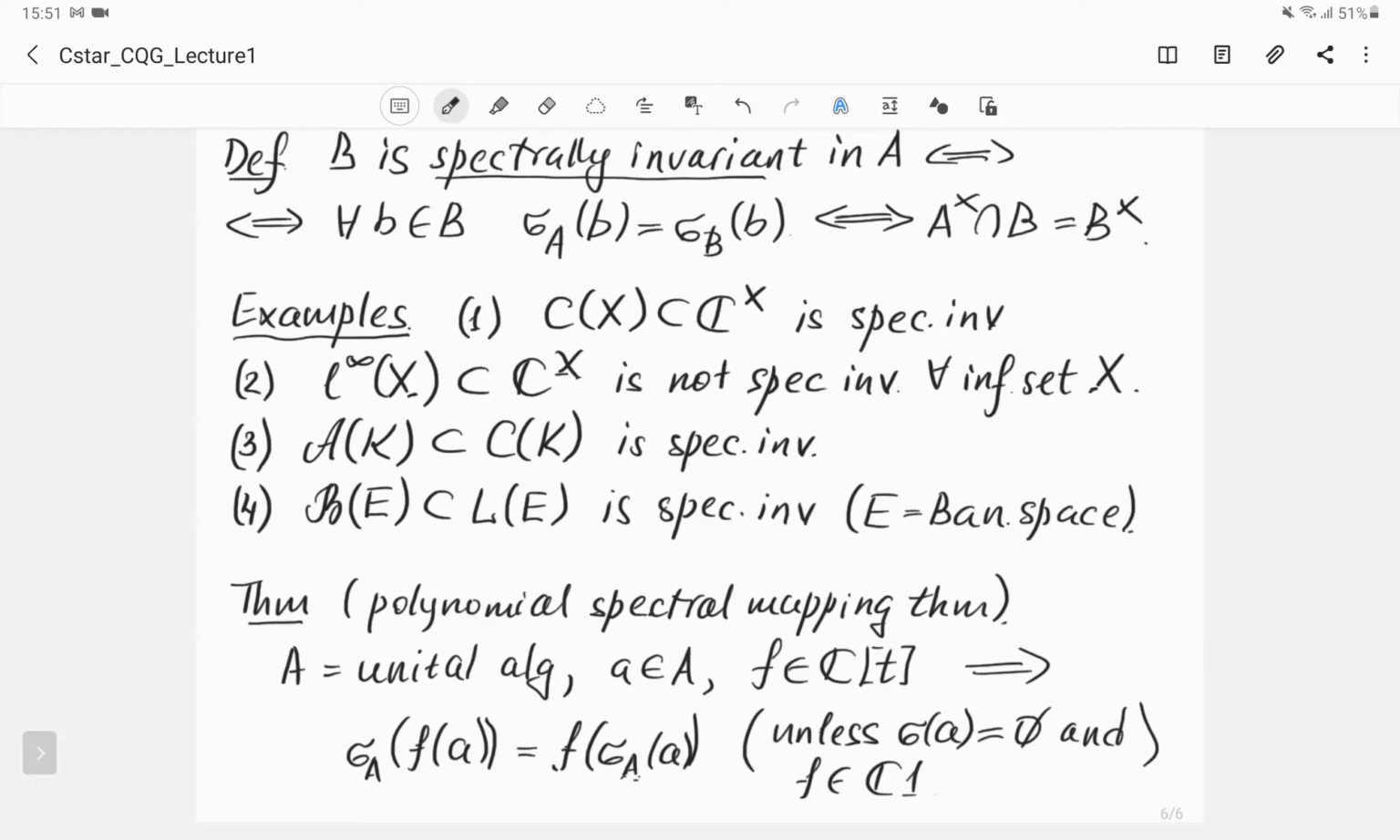In fact, this formula has many analytic counterparts. For example, if A is a Banach algebra, then this expression f of a makes sense not only for polynomials, but also for each holomorphic function defined in the neighborhood of the spectrum. And the formula is still true. And we will also see soon that if A is a unital C-star algebra, and the element a is normal, then the expression f of a makes sense for each continuous function on the spectrum. And the spectral mapping formula is still true.